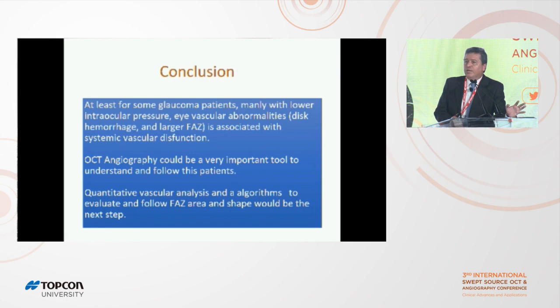We don't have a way to normalize, have a bank of normal patients, see the patient, follow the patient, see this is increasing, this is not increasing, the shape is changing. So I think this is a very good suggestion to have in the software. It's a better way to evaluate the density of the vessels and the shape of the vascular zone to follow those patients.